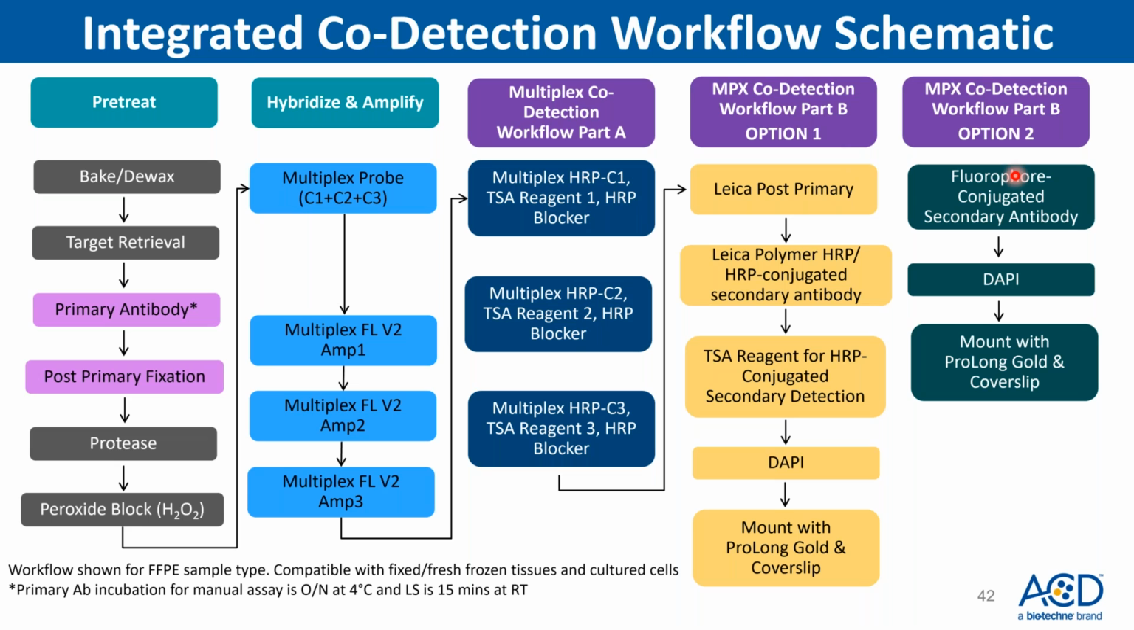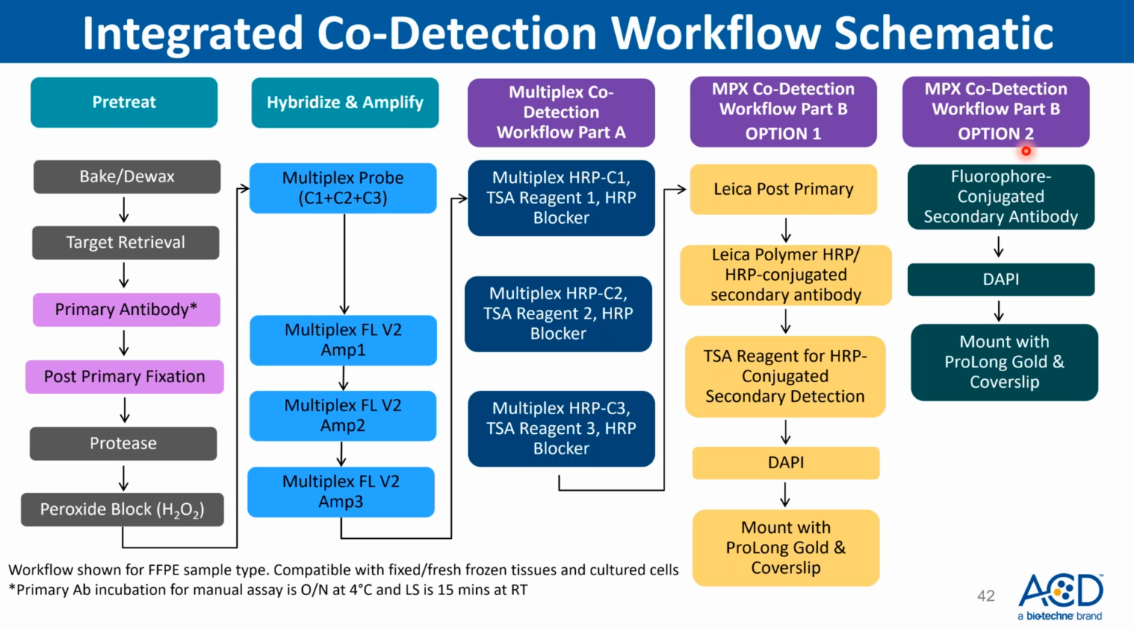For the IF detection, you can do the detection using the Opal dyes, like you do the RNAscope assay, which would involve a post-primary and a polymer HRP on the Leica Bond, and HRP-conjugated secondary antibody for the manual assay. This would then be followed by using a TSA reagent, so an Opal dye or a TSA Plus fluorophore, to detect the HRP-conjugated secondary antibody, followed by DAPI and mounting with ProLong Gold and coverslipping. That's the first option for the immunofluorescence detection.